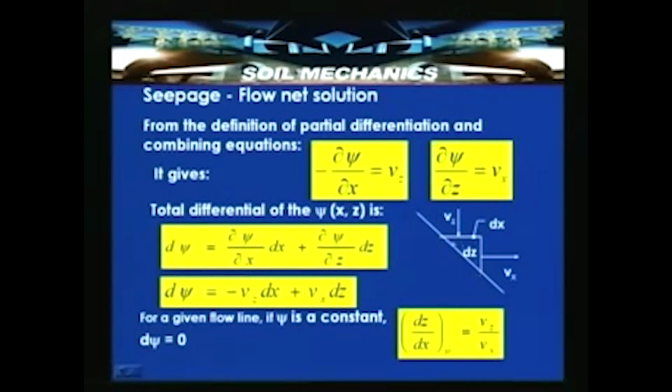Now, we can see that this is the stream function, streamline or flow line. Vx is the velocity in the x direction and Vz is the velocity in the z direction. So, with this we can say that if you note down dz by dx of phi, we obtained it as minus Vx by Vz, and dz by dx of psi we obtained as Vz by Vx. So, it appears that they are orthogonal.